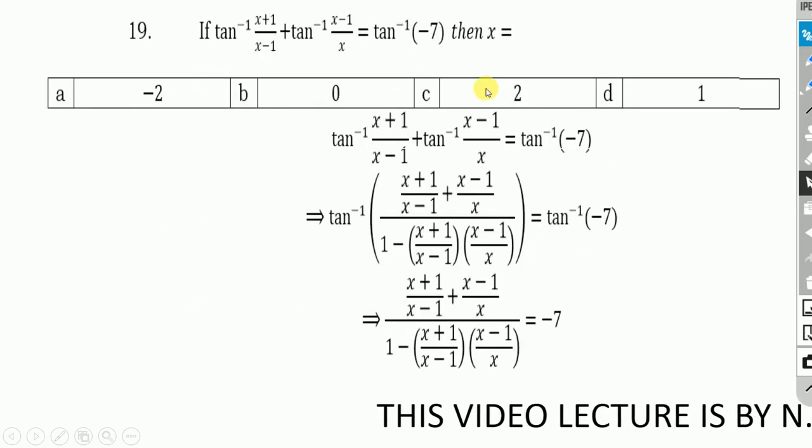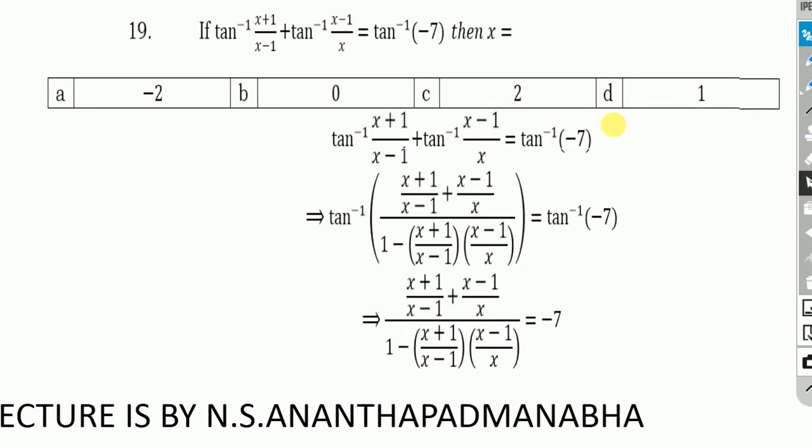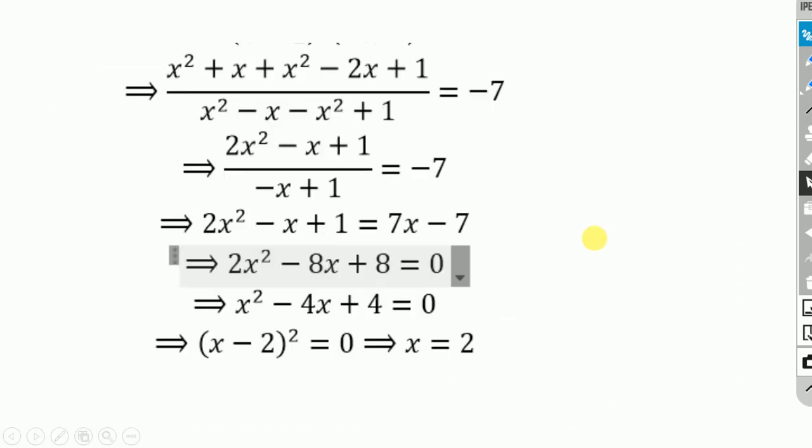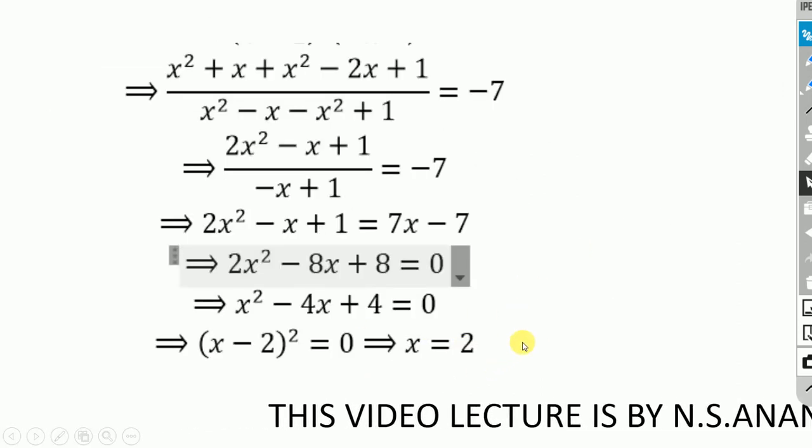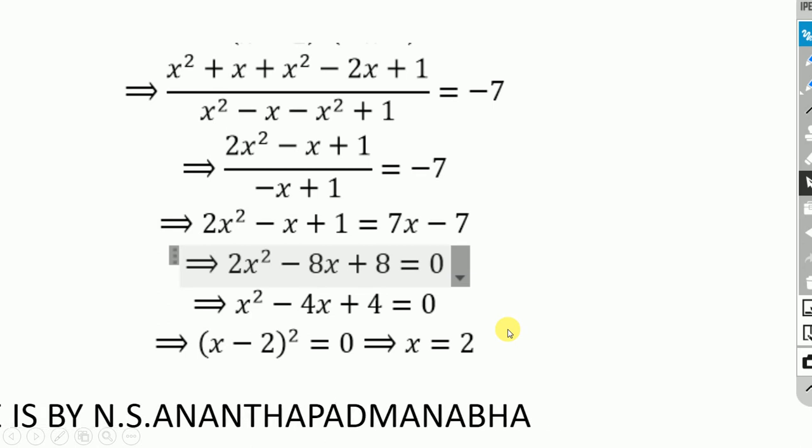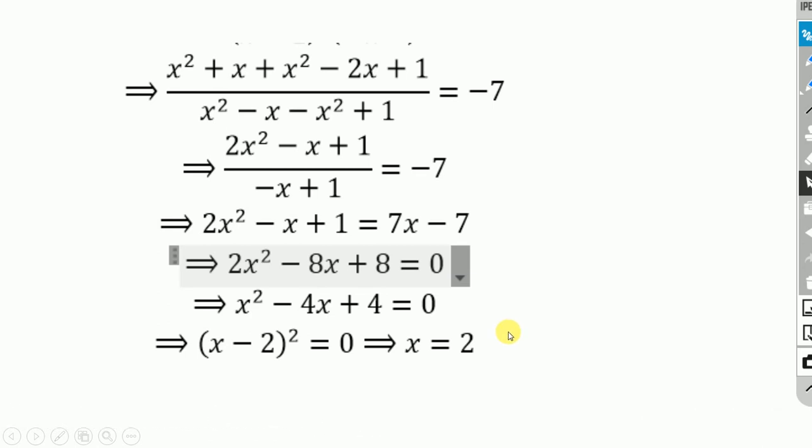So you can look at the option C is the right answer. I have 2 in the option C, therefore answer is option C. Here we got x is equal to 2. So this is algebraic simplification.